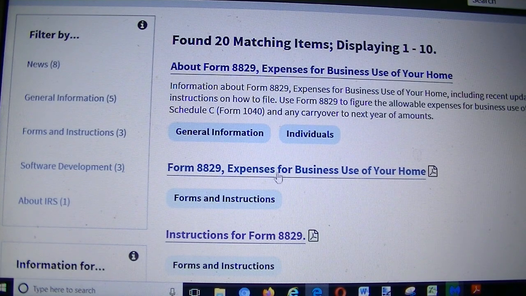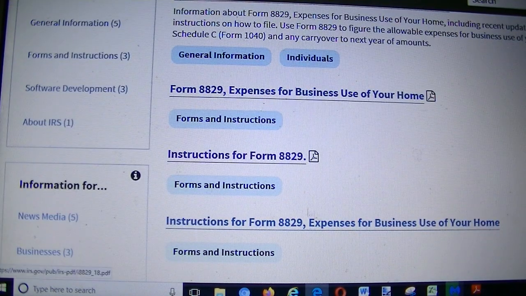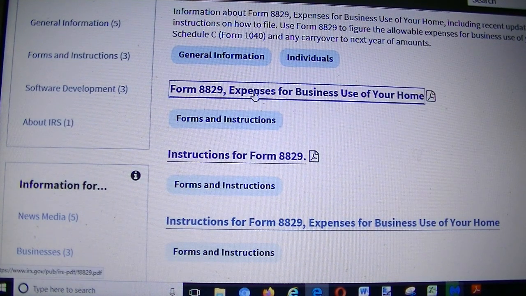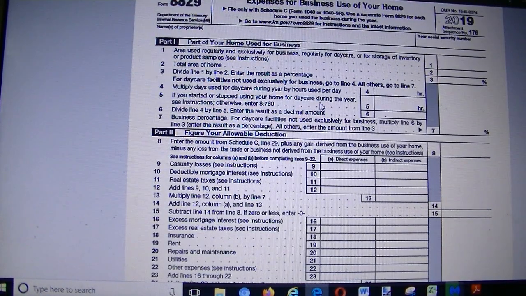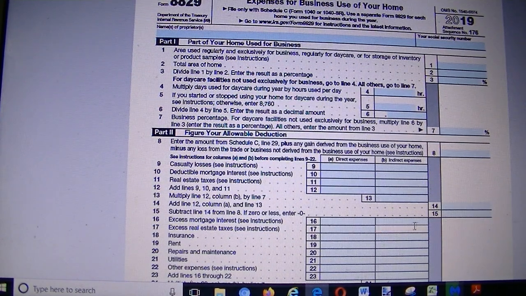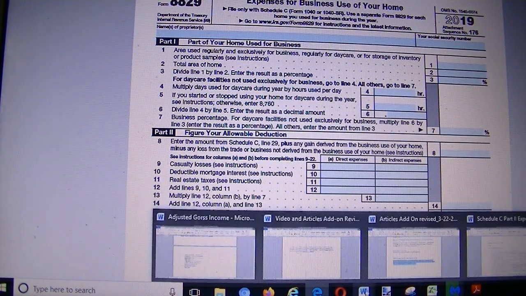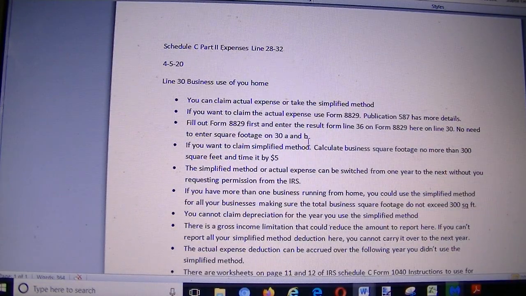It will come usually with the instructions. That's the instructions here that help you to understand it. But let's just open the form here. And that's the form. If you are claiming the actual expenses, you have to fill up this form. And let's read my notes a little bit on that. So pretty much that's that.